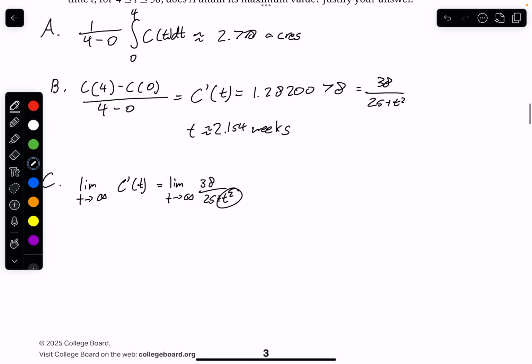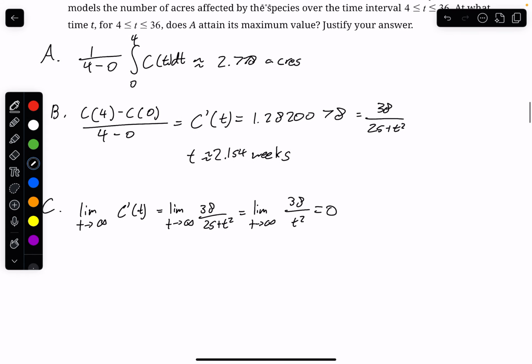What happens when t grows and grows and grows? This is going to approach, because this is the limit, I can write this with an equal sign: limit as t approaches infinity of 38 over t squared. And that's perfectly fine because it's with the limit. If they remove the limit, this is not true. But the end behavior is as t grows, this entire thing approaches 0. So yeah, that was the answer to part C.